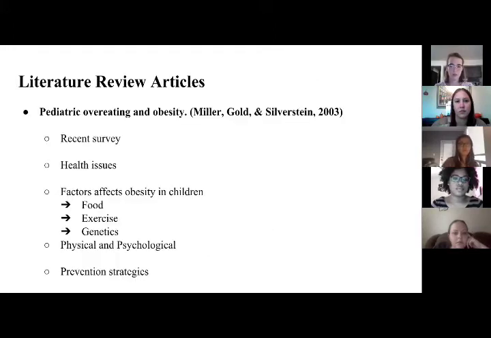We found several literature review articles that support our project. The first article is Pediatric Overeating and Obesity by Miller and colleagues, 2003. This is an article that will explain the background of what affects overeating in children and why it is important to address and treat the behavior.